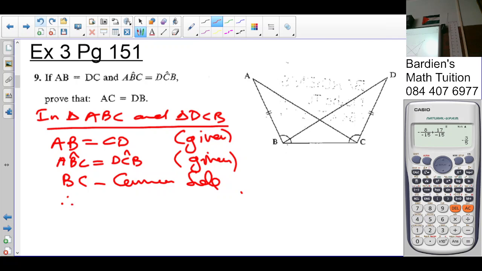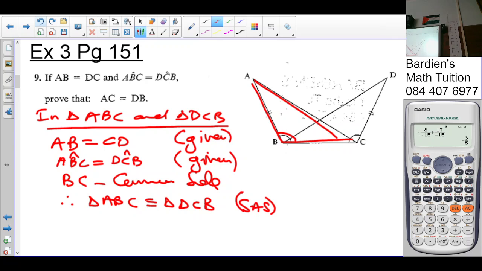Therefore, triangle ABC is congruent to triangle DCB. Why? We use a side, an angle and a side. Not so? I just told you now, Sisona. Side, an angle and a side. So why are you saying angle, angle, side? You're starting your nonsense again. I hope not. You think it's a joke?